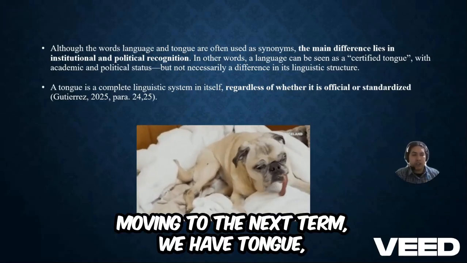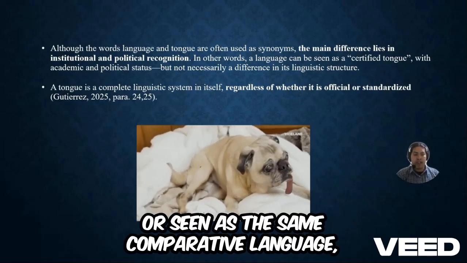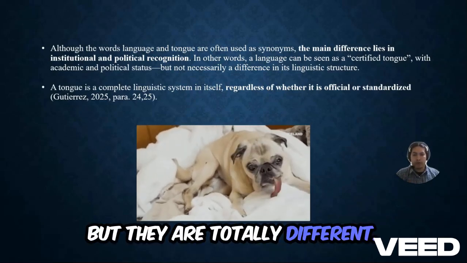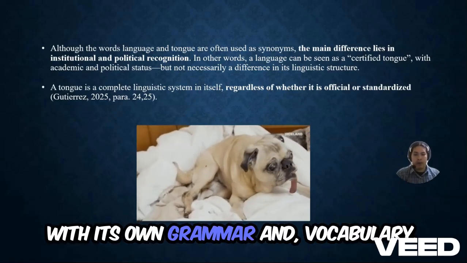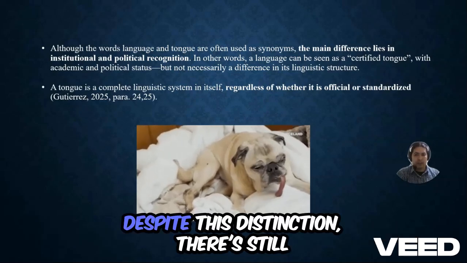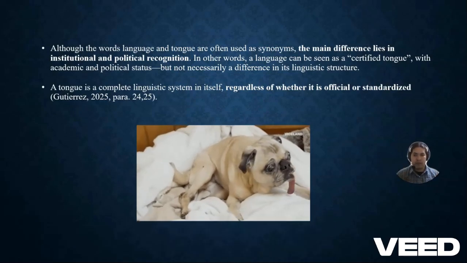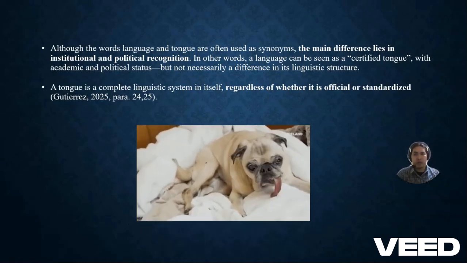And moving to the next term, we have tongue, which tends to be associated or seen as the same compared to language, but they are totally different. Tongue is a linguistic system equipped with its own grammar and vocabulary. Despite this distinction, there's still a confusion between language and tongue. However, we have the next clarification about it in this quotation.